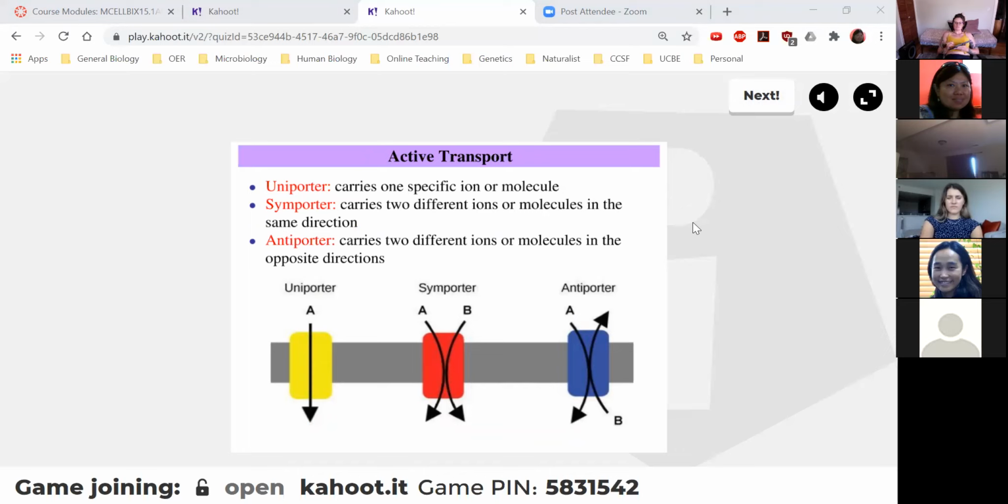When it comes to active transport, if the carrier is carrying just one thing, either an ion or a molecule, it's called a uniporter. But sometimes a carrier can carry two different things. If those two things are traveling in the same direction, it's called a symporter. But if they're traveling in opposite directions, that's called an antiporter.